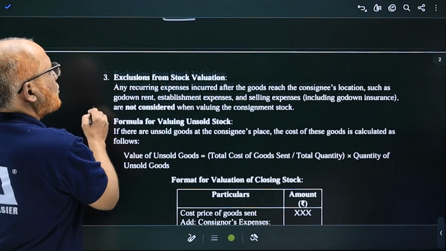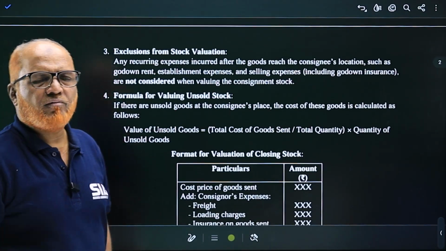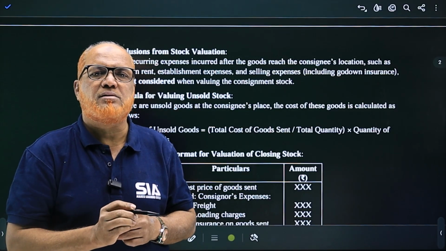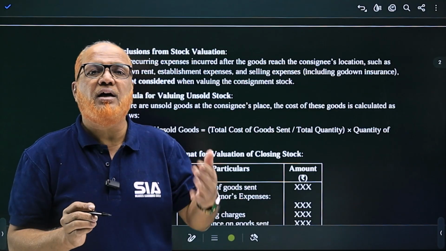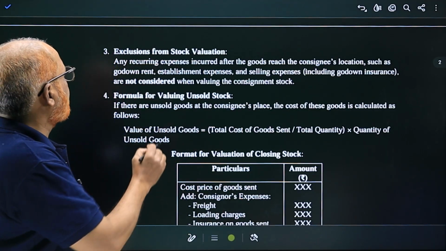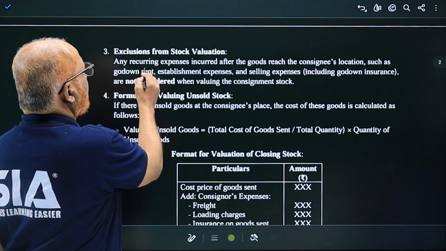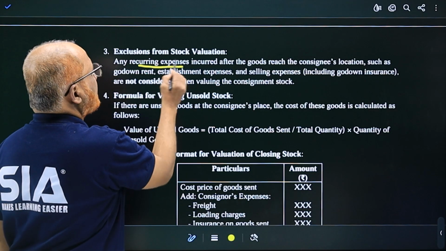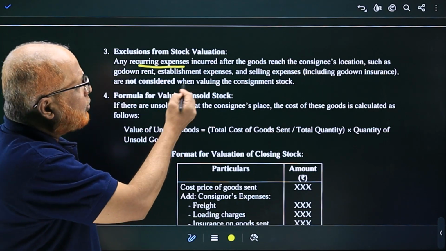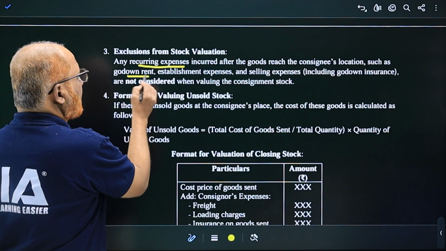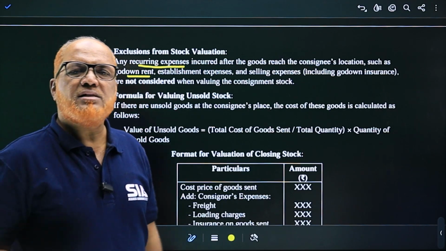Now, exclusion from stock valuation. While calculating the value of stock, we should exclude a few expenses. These are called recurring expenses or indirect expenses. So, exclusion: any recurring expenses, remember this point, incurred after the goods reach the consignee's location, such as godown rent. Why is godown rent recurring?